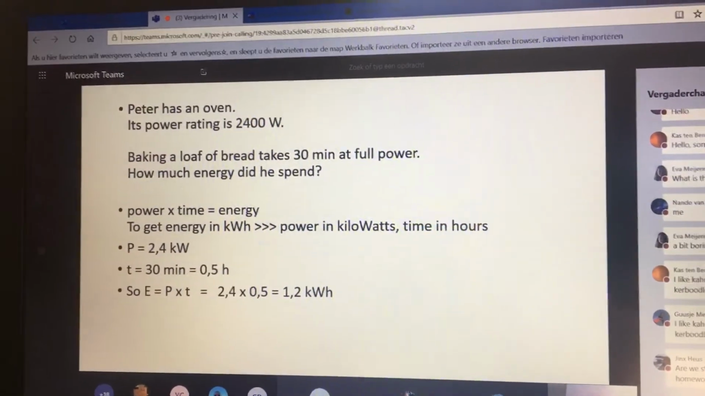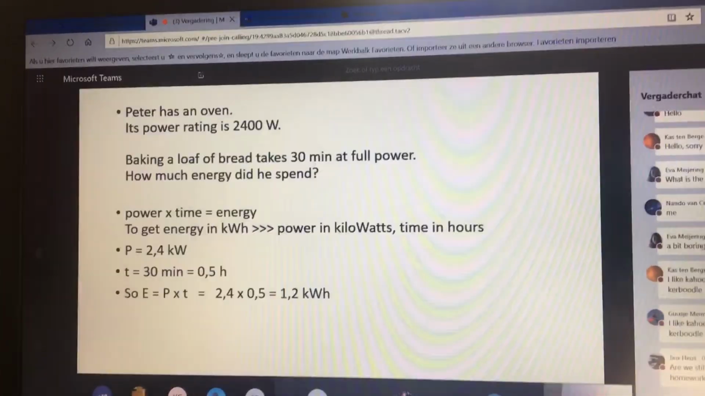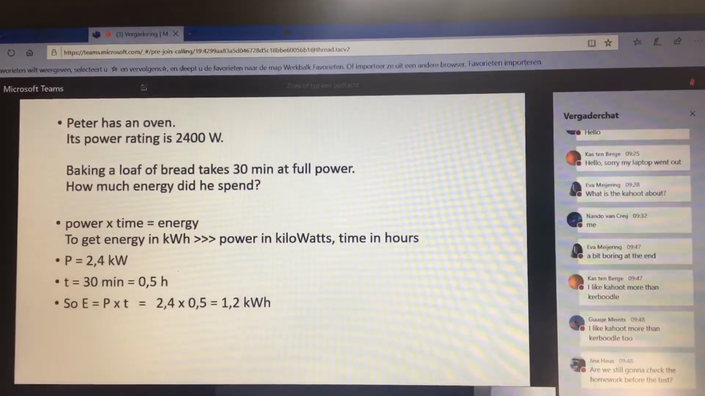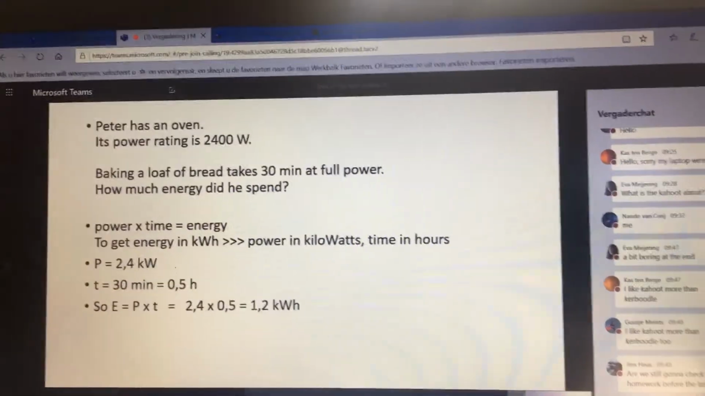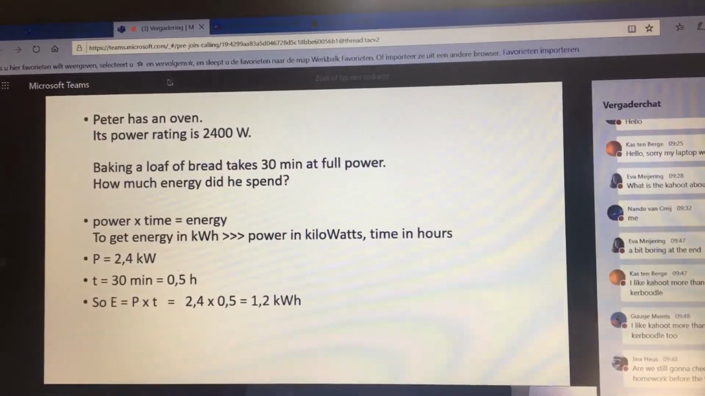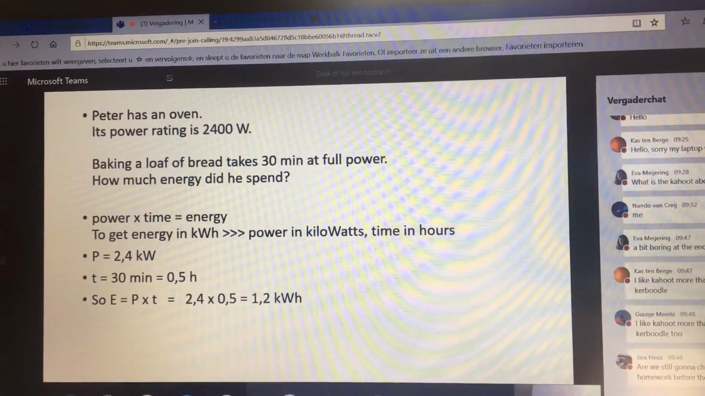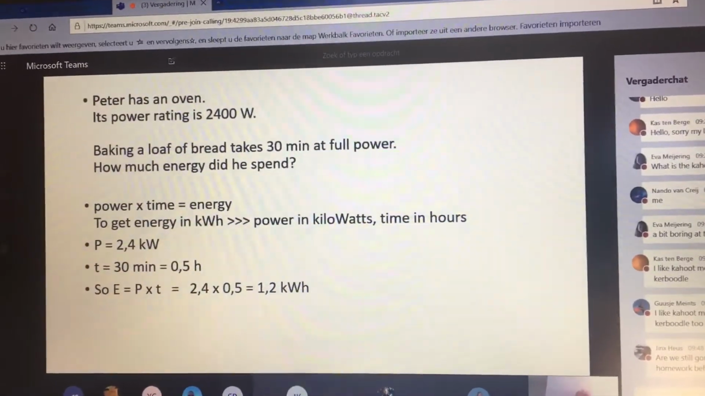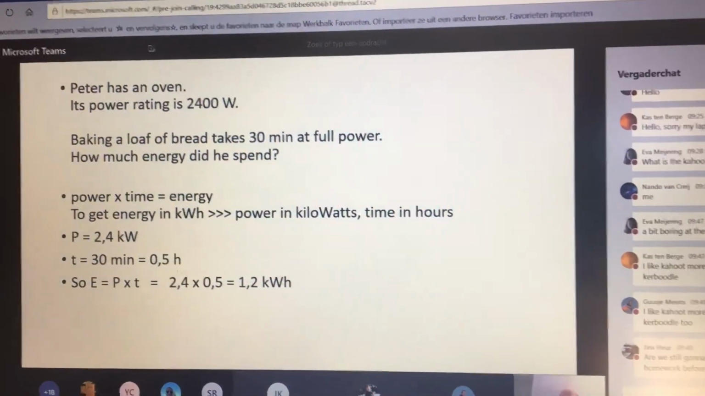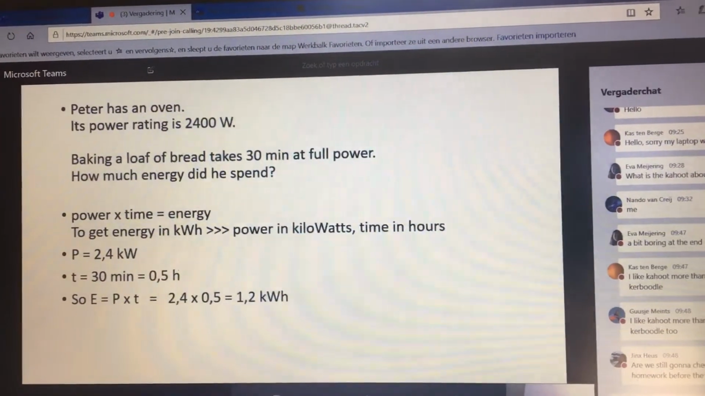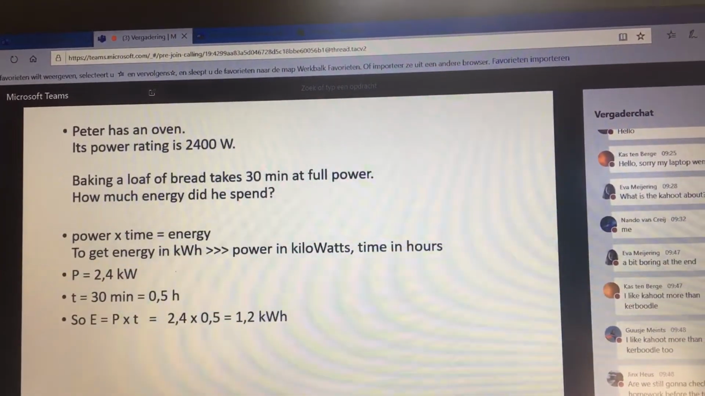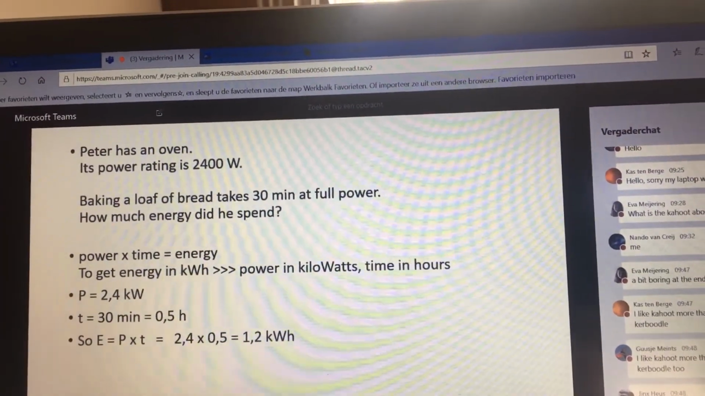So that means that 1.2 kilowatt hour is equal to the 4,320 kilojoules, which is true. So we got one amount of energy, but expressed in two different units, in kilowatt hours and in joules. Any questions about this?